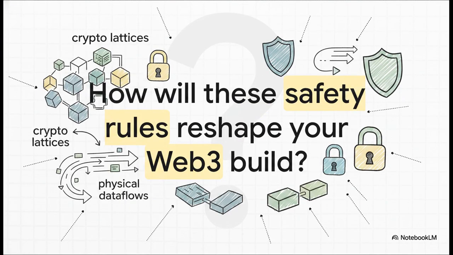Knowing that Merg-E is actively building its version 0.3 foundation right now in the incubator, how will these zero-overhead version 0.4 type safety rules eventually reshape your next Web 3.0 architecture? Will you lean heavily into the precise crypto lattices, the inexact physical data flows, or a wild combination of both?